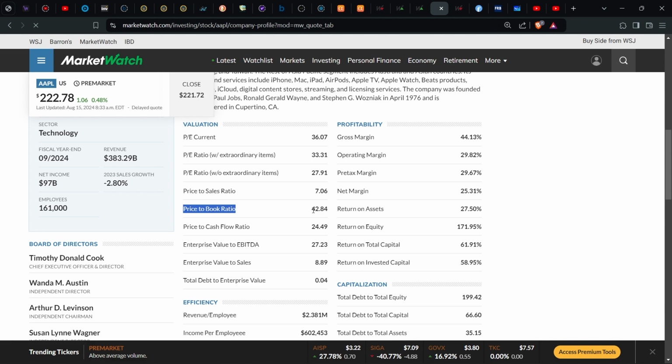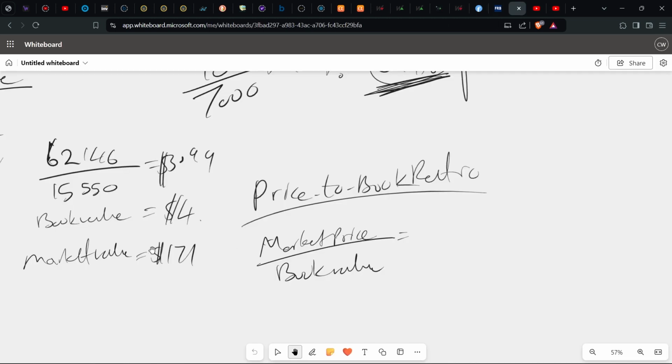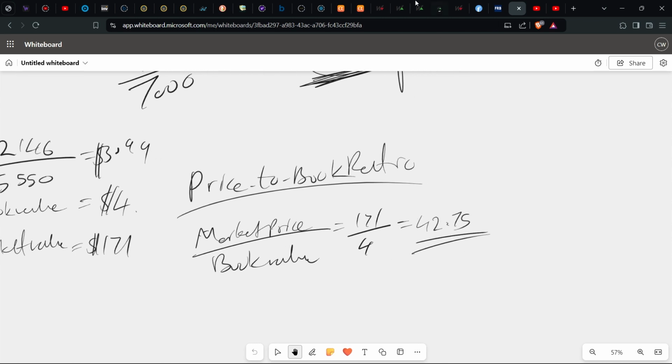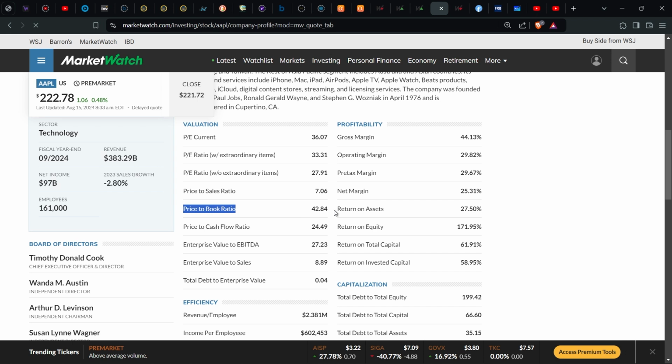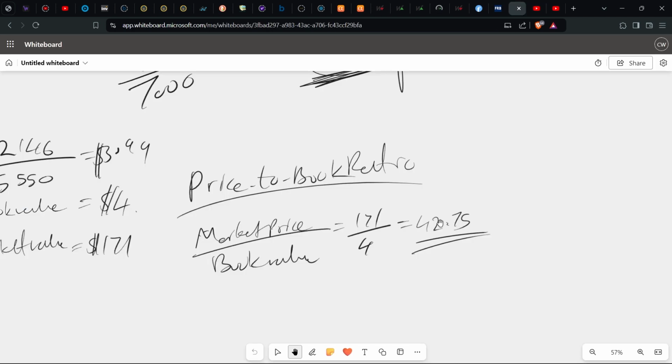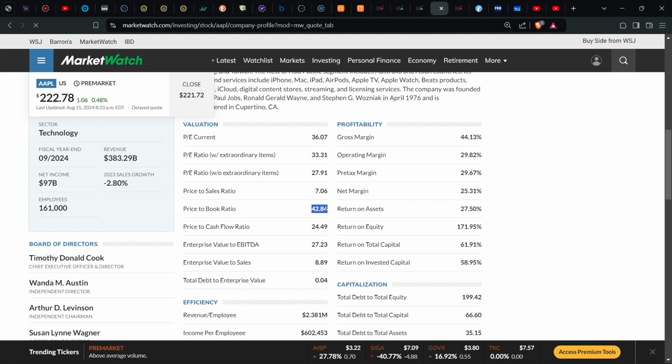Now since we had already calculated both the book value and we already got the market value, you can divide the two and see the value you will get, the ratio. The result is 42.75, which can be rounded up to 43. You can see it's close to this one, probably because we rounded up some figures in our calculation. But it's the same number. 42, 42, we have 42 here, and my figure is also 42. So the calculation was correct.